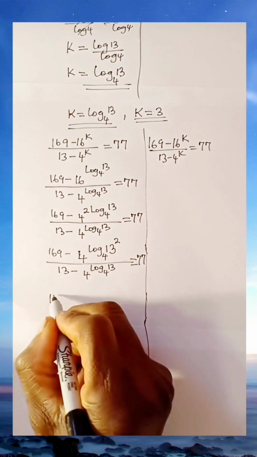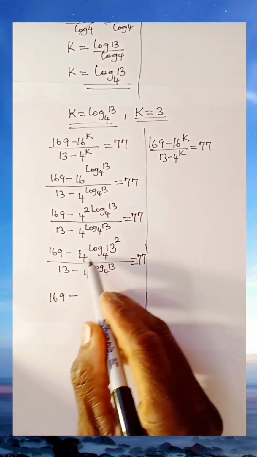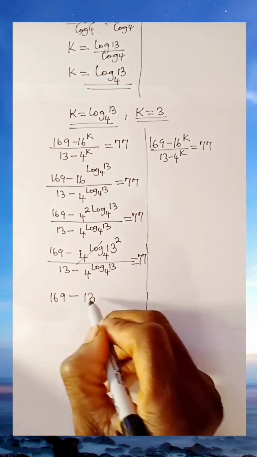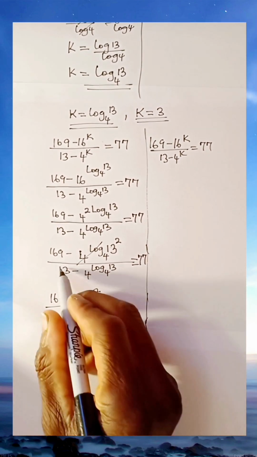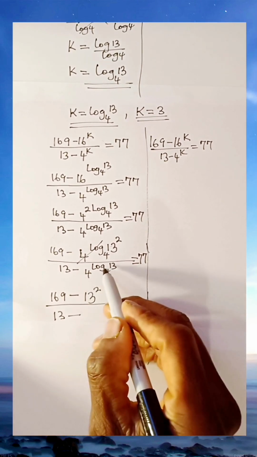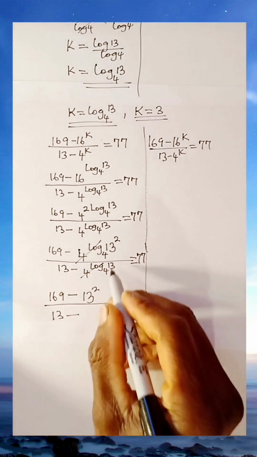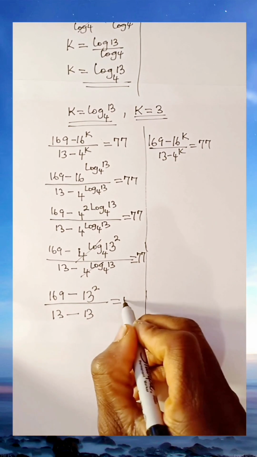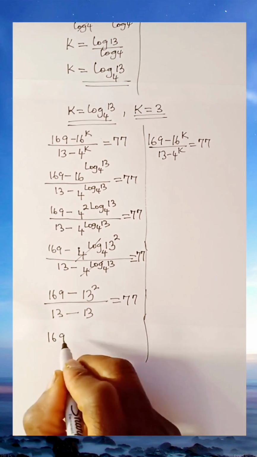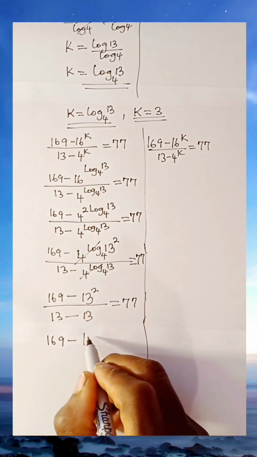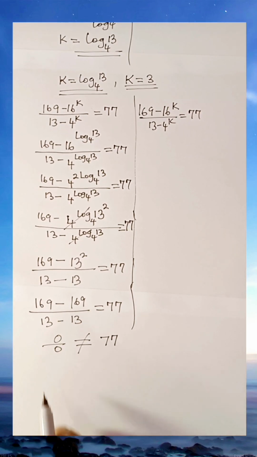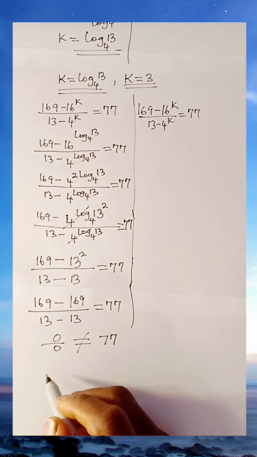So we have 169 minus 4 raised to the power of log base 4, which will cancel. We'll be left with 13 raised to the power of 2, divided by 13 minus, again, 4 raised to the power of log base 4, which will cancel. We'll be left with 13. And this is equal to 77. So here we have 169 minus 13 squared, which will give us 0, divided by 0, which is undefined and is not equal to 77. So we will reject this.